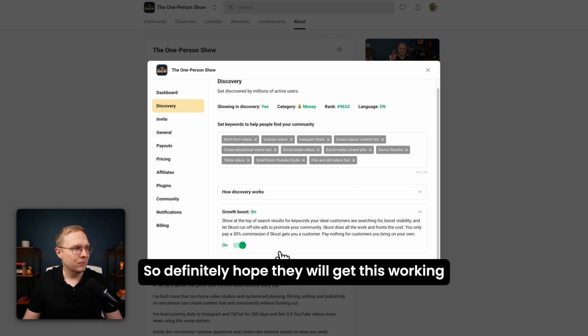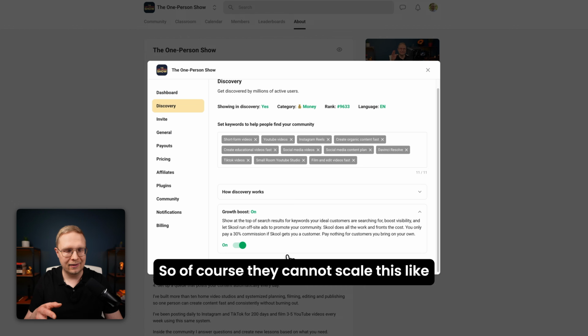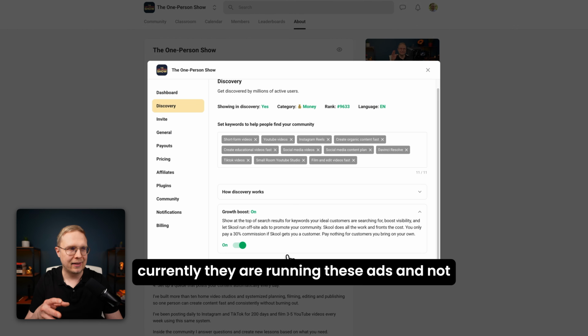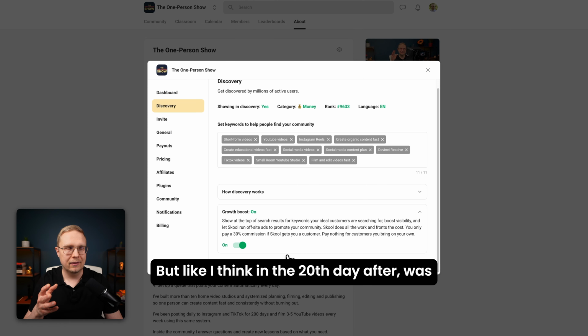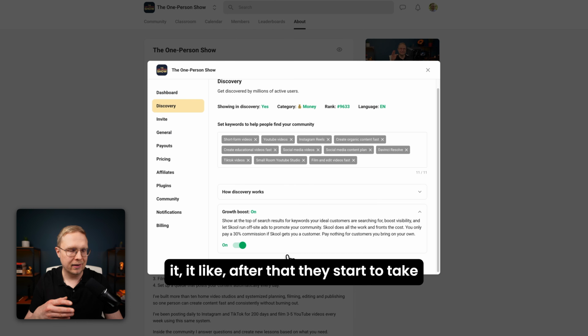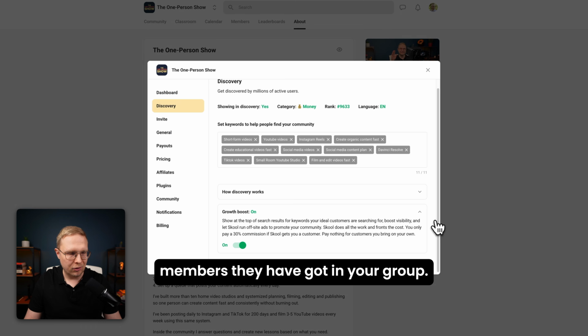So I definitely hope they will get this working and start to scale this a lot, as they have been telling that they want to scale this. But of course the mathematics need to work. Currently they are running these ads and not taking this affiliate commission, but I think after the 20th day they start to take the 30% commission of all the members they have gotten to your group.